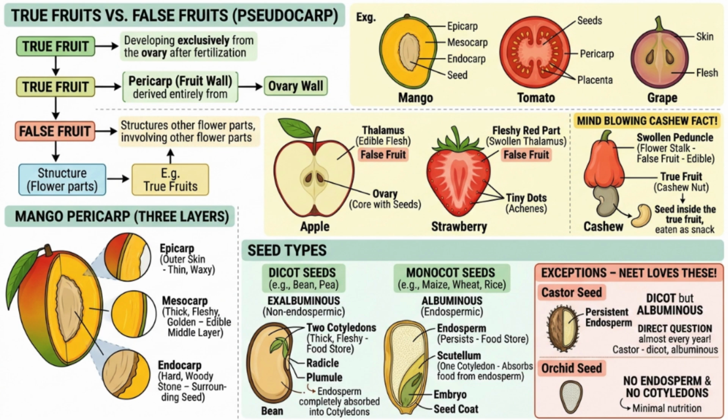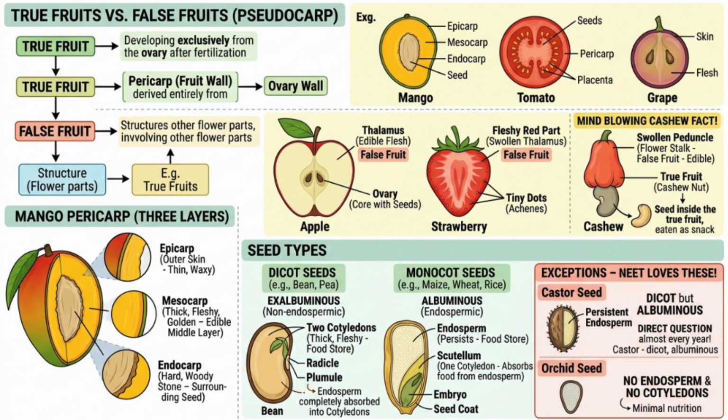Fruits. Let's sort out the confusion once and for all. A true fruit develops exclusively from the ovary after fertilization. The pericarp, the fruit wall, is derived entirely from the ovary wall. Examples: mango, tomato, grape. A false fruit, also called a pseudocarp, involves parts of the flower other than the ovary contributing to the fleshy edible structure.